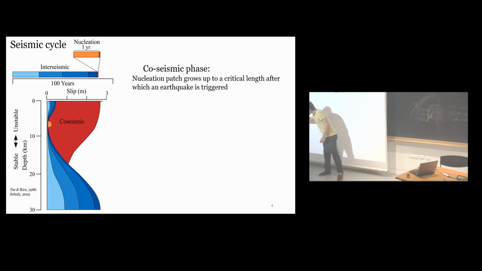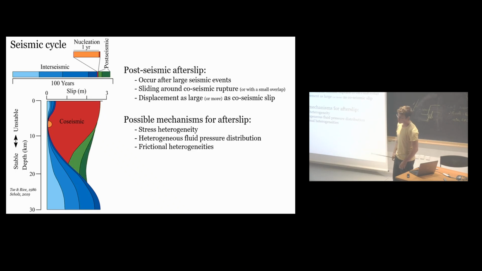On this diagram, you can see that part of the fault still has a slip deficit, and this slip deficit is recovered afterward during a post-seismic phase. Today I'm going to focus, among all the different post-seismic deformation you can have, on post-seismic afterslip. They occur after a large seismic event. They can have a post-seismic slip that is as big as the coseismic slip, and the location of this afterslip is around the coseismic rupture.